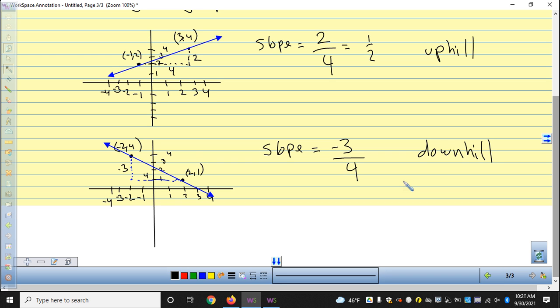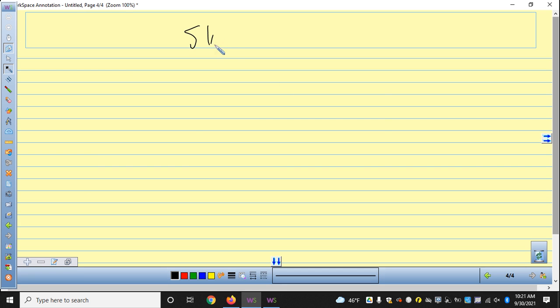The third way that we'll find slope is for when you're not given a graph. All you're given is the points. So we want to be able to find slope just using points. And to do that, we use the slope formula.